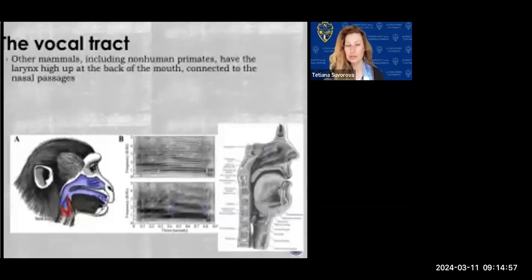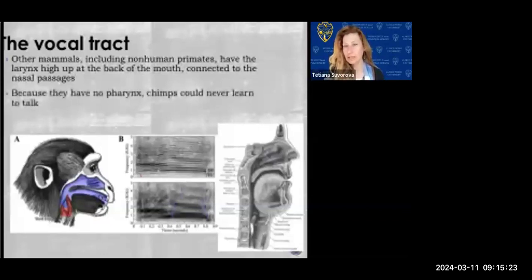Well, you can see here the larynx high up at the back of the mouth, and it is connected to the nasal passages. The pharynx is very short, or maybe we can even say that it doesn't exist in the way human beings have it. For that reason, even chimpanzees cannot learn to talk, because of the absence of the pharynx.